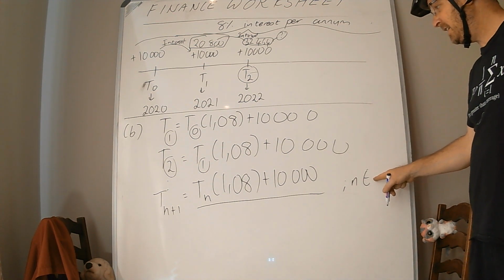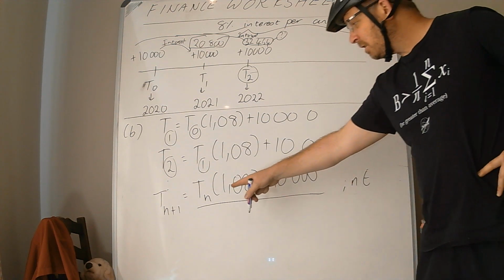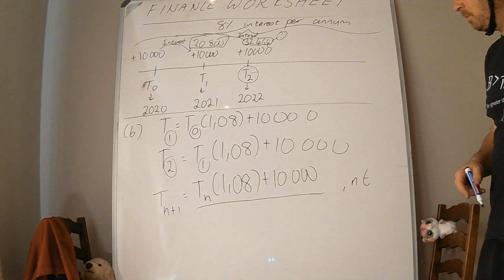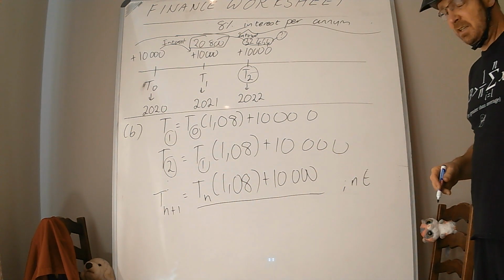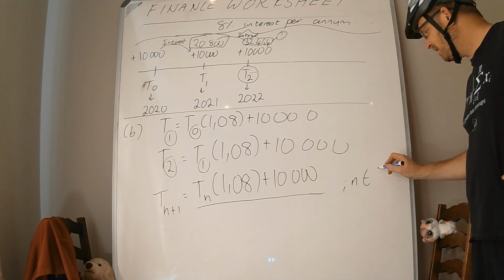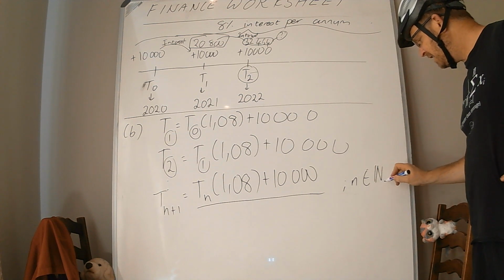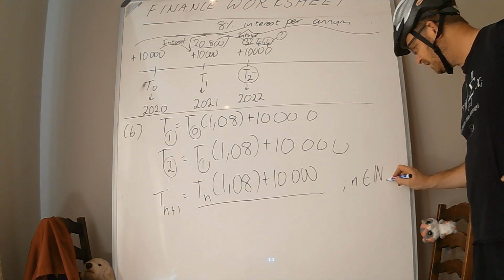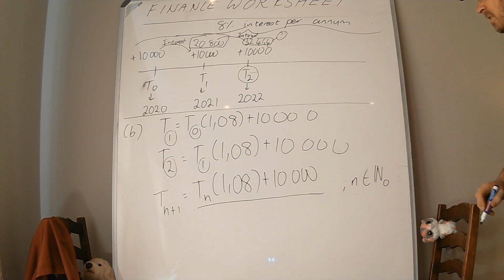Now, just one little bit of detail. Here we start with T0. In the previous questions we started with T1. So your terms are term 0, term 1. So n is not an element of the natural numbers; it's an element of the whole numbers, and the whole numbers are natural numbers plus 0. So there is your recursive formula.